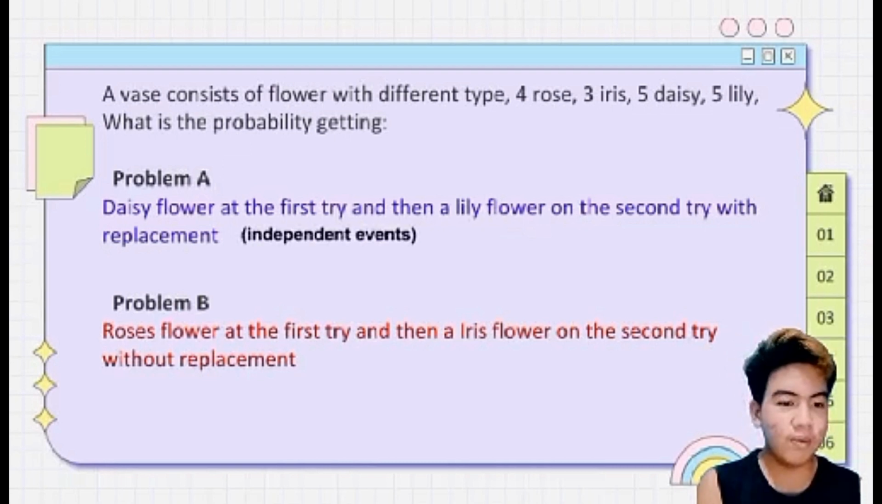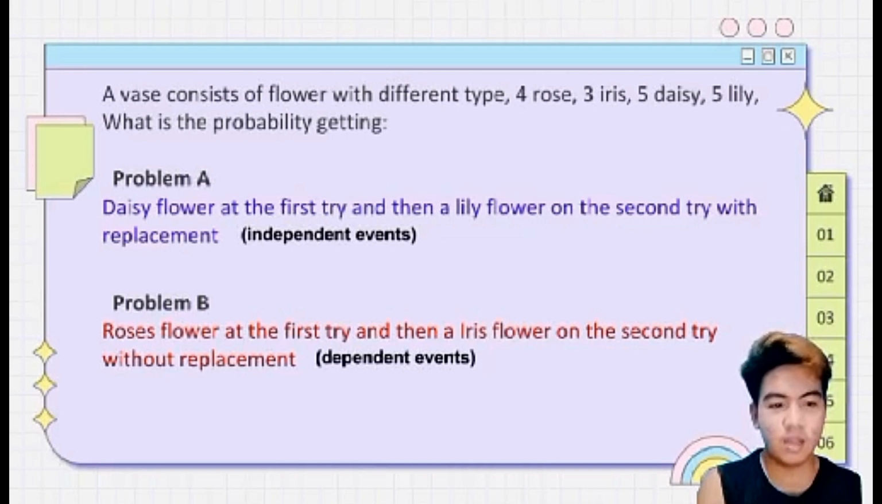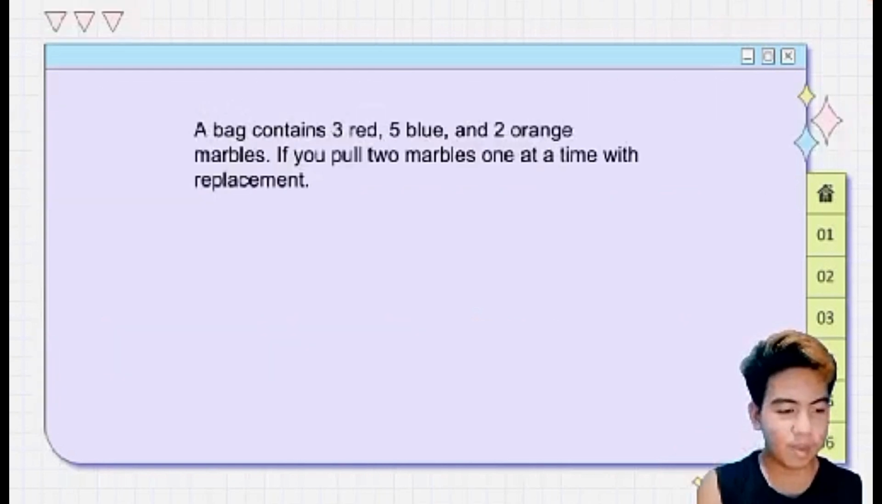Problem A is example of independent events. Dahil sa word na replacement, mababalik or pwede pa tong ibalik. Problem B is example of dependent events. Dahil sa word na without replacement. Dahil hindi na ito pwedeng ibalik o hindi na mababalik.